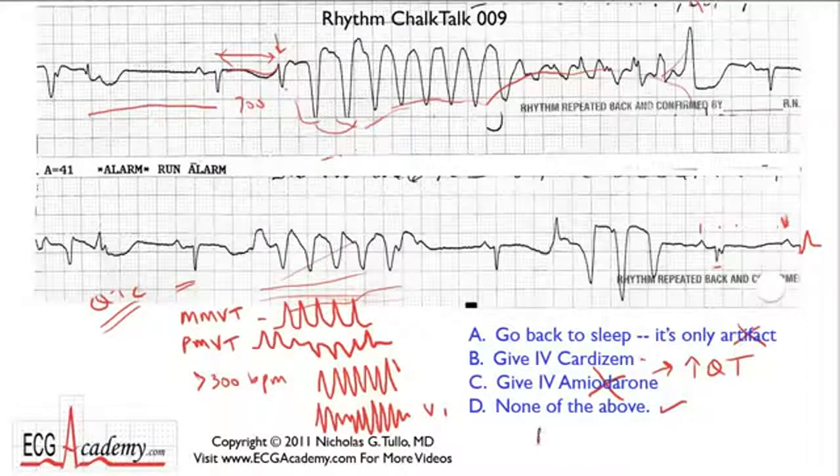What you would give for Torsade is magnesium. That's right, a couple of grams of magnesium will help to settle this down. Of course, you remove the offending agent, and you get the patient stabilized in intensive care. It's a serious problem, but it is reversible.